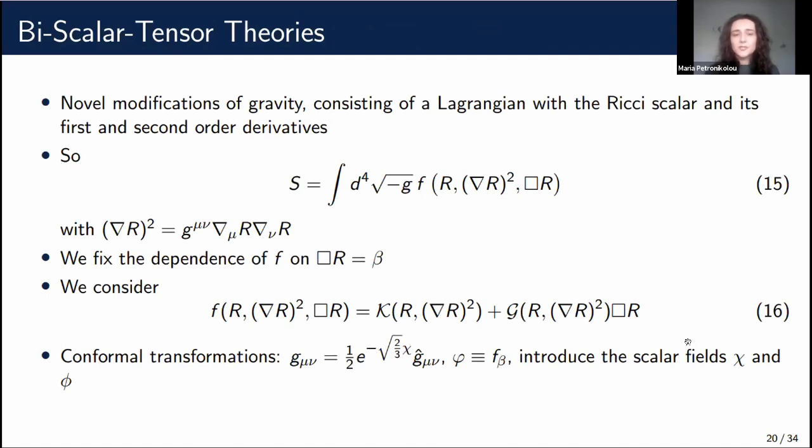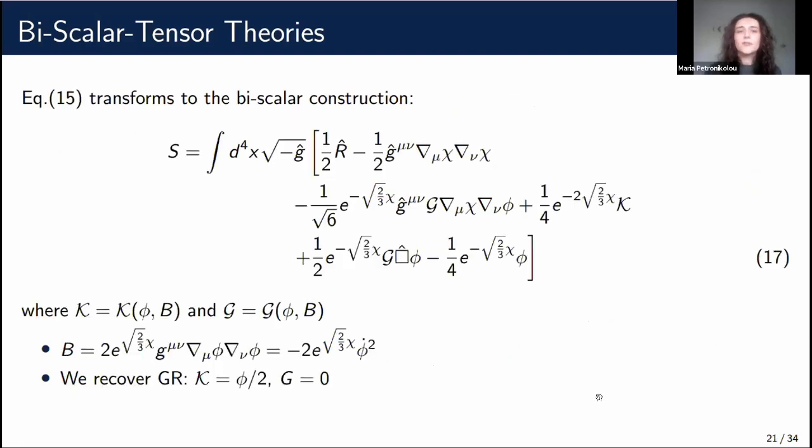And in that expression, we consider that the function f depends on functions k and g, which depend on combinations of the Ricci scalar with its first and second order derivatives. If we perform conformal transformations, we can introduce scalar fields chi and phi. So the action that I presented before takes the form 17, where the k function and g function depend on the scalar field, and in the expression b, which again depends on the chi and phi scalar fields. So we have a theory with two extra propagating degrees of freedom, the scalar fields.